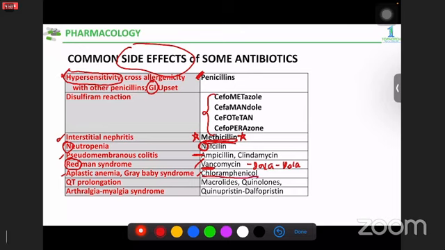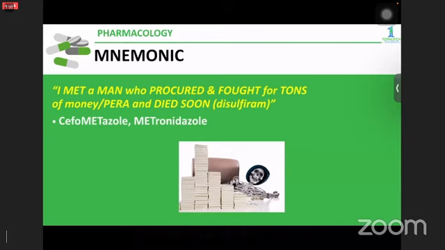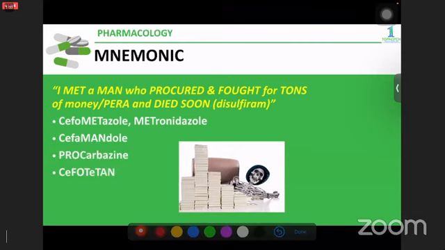So, sa chloramphenicol. For QT prolongation, marami, including your quinolones and macrolides. Then lastly, your quinupristin, dalfopristin, tinandaan ko pareho silang magkadikit. So, quinupristin, tapos dalfopristin, this is the main causes, magkadikit din. Arthralgia, tsaka myalgia. Okay, so na-discuss na natin itong pneumonia.